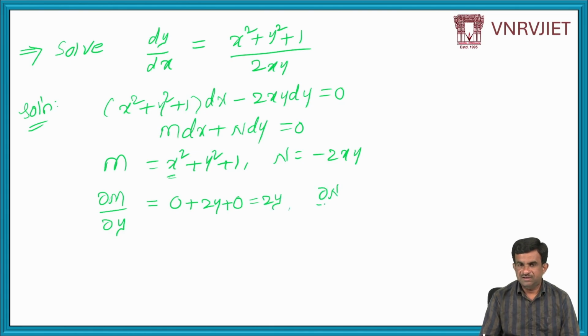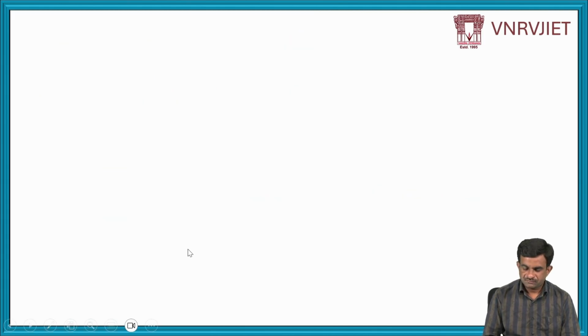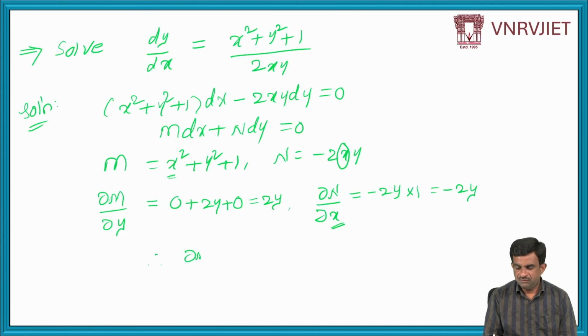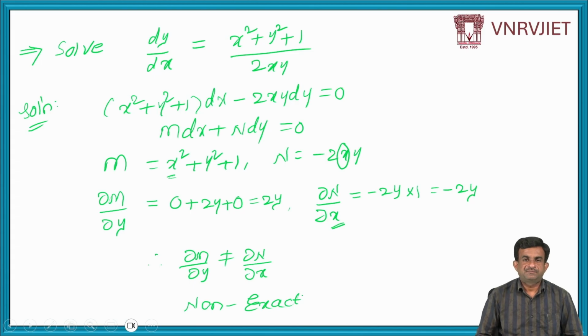And similarly differentiate N partially with respect to x. So here, minus 2y is the constant, derivative of x with respect to x is 1. So finally we will get this as minus 2y. Therefore ∂M/∂y here is not equal to ∂N/∂x we got. So hence the given differential equation is non-exact.